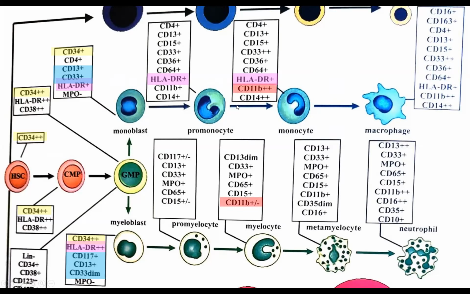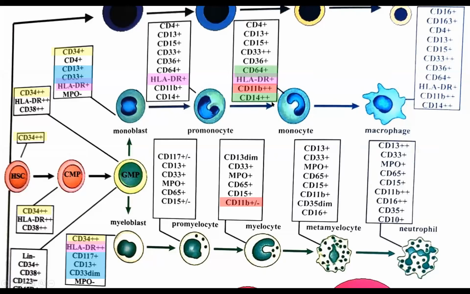Coming to monocyte and myelocyte markers, you can see CD11b, which we call more of a monocyte marker, as the monocytes mature. You can see over here, the promonocytes have 1+ and the monocytes have 2+. So it is brighter. Again, you can see myelocytes may have CD11b, but it will not be as bright. So as the monocytes mature, they will gain CD11b.